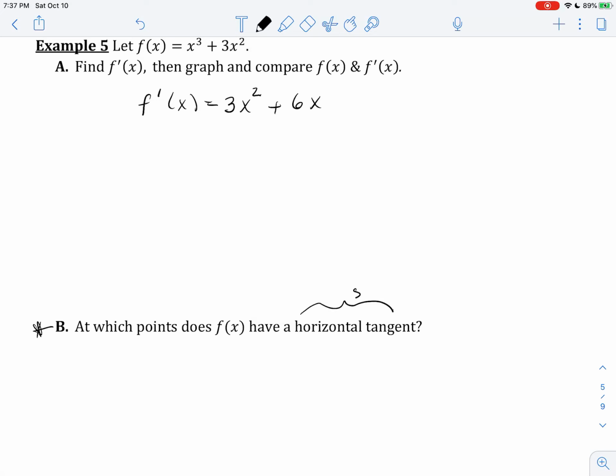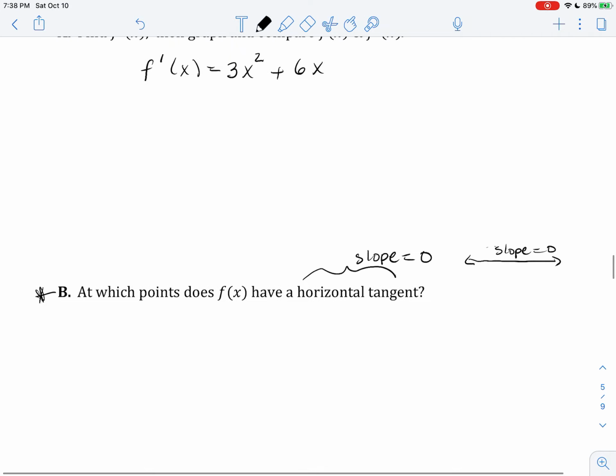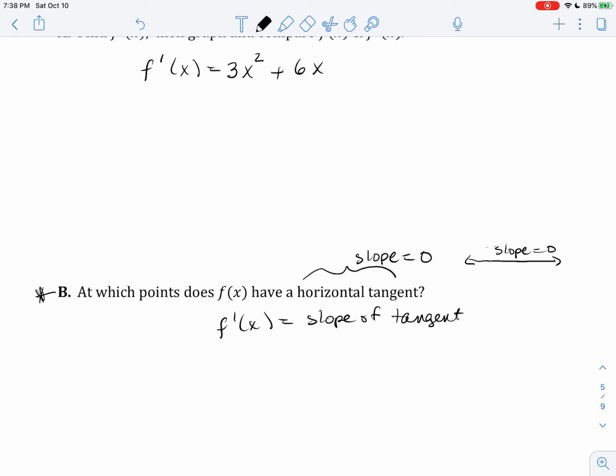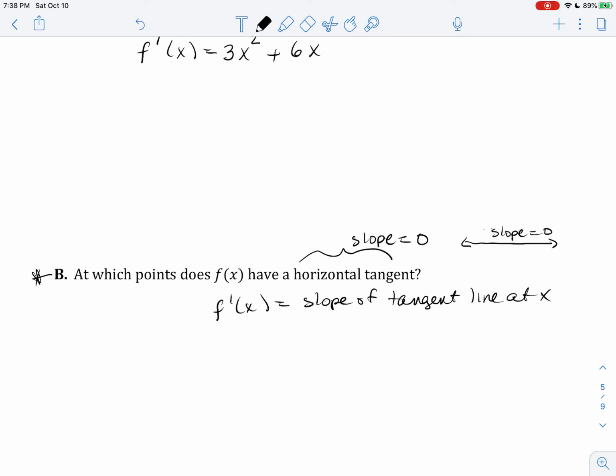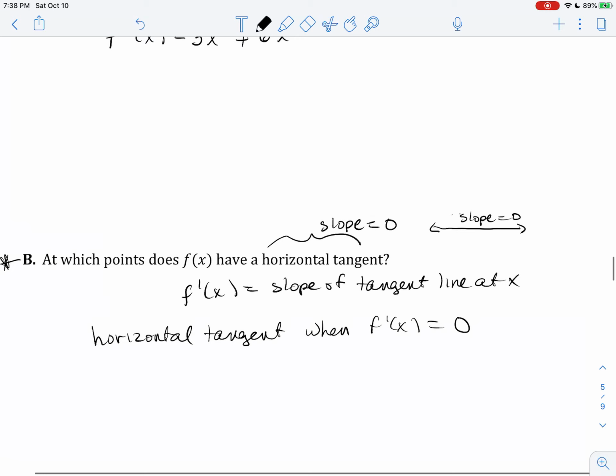And in part B, it's asking at which points does f of x have a horizontal tangent? Horizontal tangents mean the slope is equal to 0, right? Horizontal lines have a slope equal to 0. So remember, f prime of x is going to give me the slope of the tangent line at x, right? So when would you have horizontal tangents? It would be when f prime of x is going to equal 0.